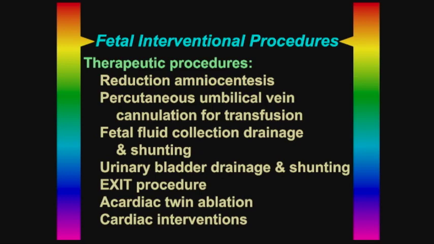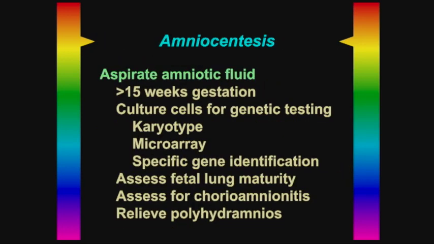But we also do procedures to try and improve the outcome for the procedure. These include some situations where reduction amniocentesis will help improve the outcome, percutaneous umbilical vein cannulation for transfusion of an anemic fetus, draining fluid collections in the fetus and even shunting fluid to drain from the fetus, draining the urinary bladder or shunting the urinary bladder. We'll also talk about the exit procedure. We can talk a little bit about a cardiac twin ablation and then cardiac interventions.